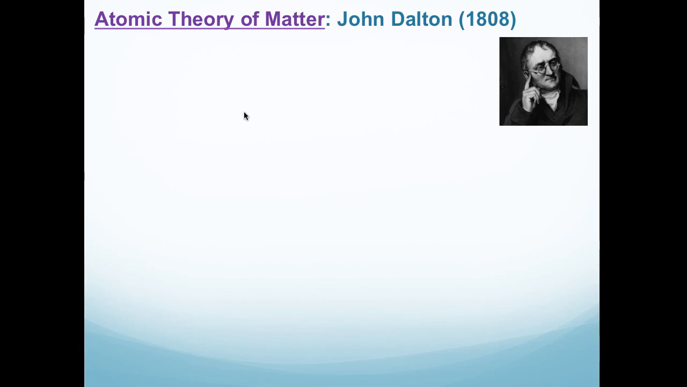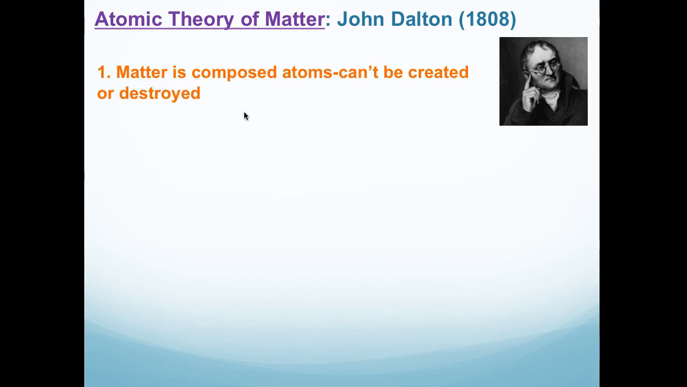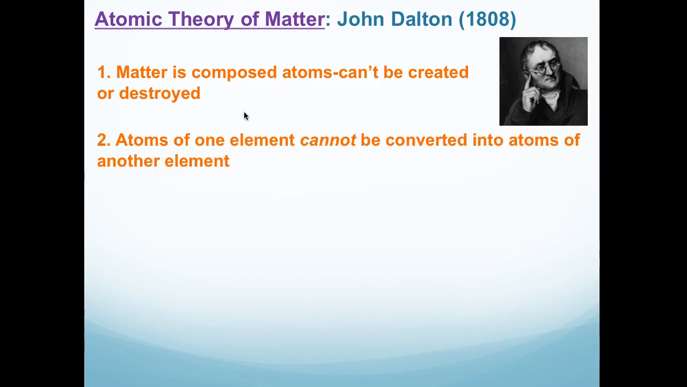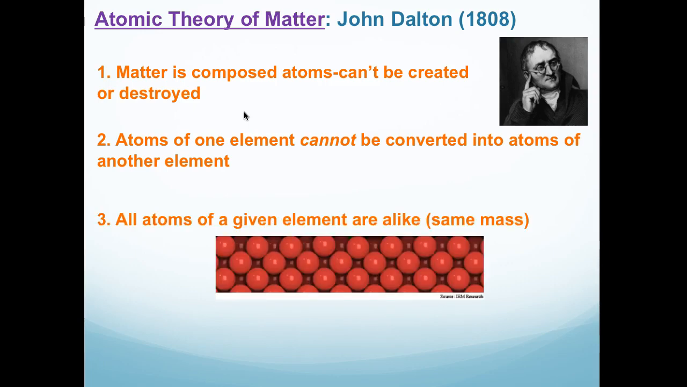Some of the key discoveries he made about the atom, or just matter in general, are, first, that matter is composed of atoms that can't be created or destroyed. So that's going to be the smallest unit. You can't break it down any further than that. Atoms of one element cannot be converted into atoms of another element. All atoms of a given element are alike. They have the same mass, they are identical. And then also, something that we just talked about is that compounds are going to combine in whole number ratios. So if we're looking at the elements in those compounds, they're going to combine in whole number ratios.